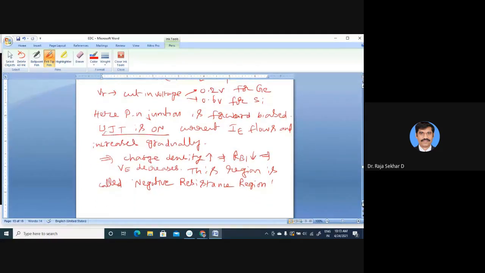And the last case, if B2 is open circuited, so that IB2 is equal to 0, then V-I characteristics are same as PN junction.